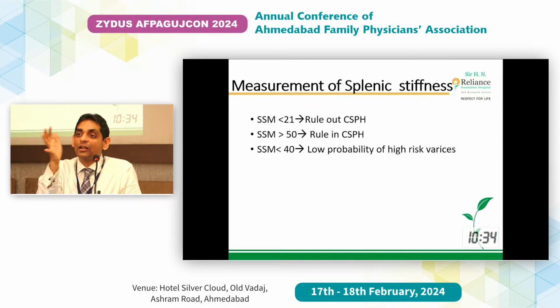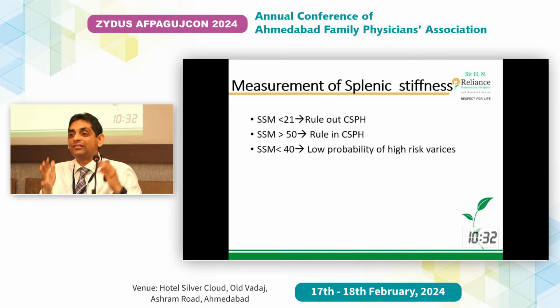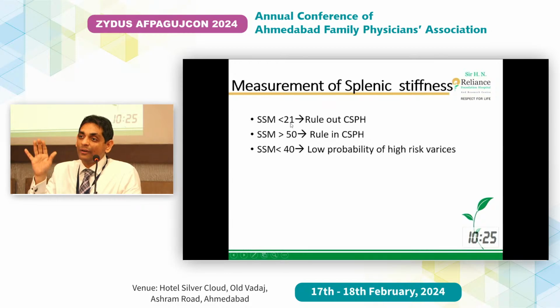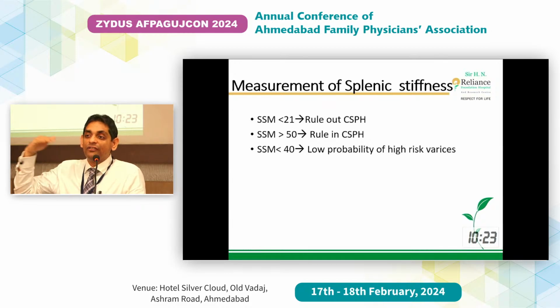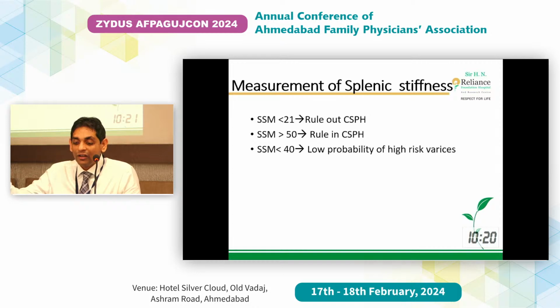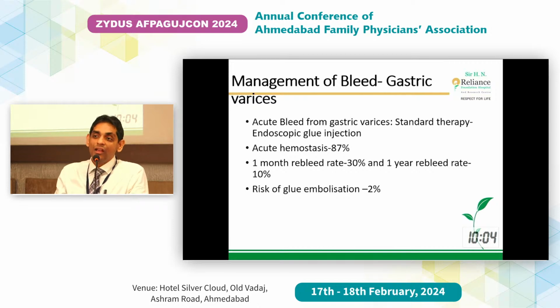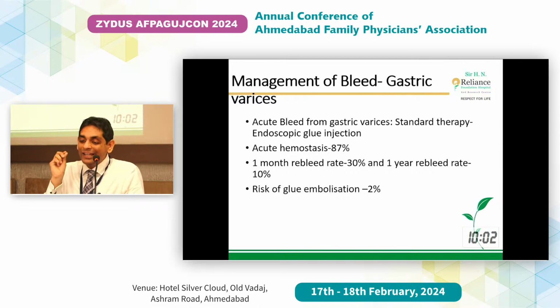The whole world is now trying to add the stiffness of the liver, see the stiffness of the spleen and then take a call. So if my spleen stiffness is less than 21, my risk of portal hypertension is very less. If my score is very high, that rules in favor. If my score is less than 40, I know my risk of high-risk varices, bleeding varices, like grade 3, grade 4 or large varices is lesser and lesser. So doing this like a point of care testing gives you a good idea who should be doing endoscopy regularly.